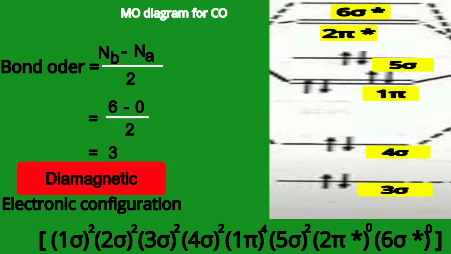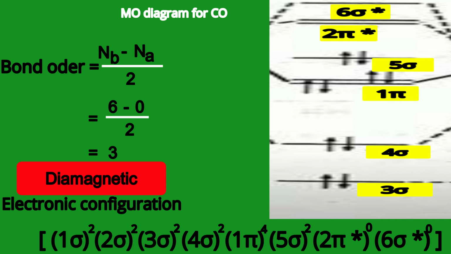So bond order means what? Number of electrons in bonding orbitals minus number of electrons in antibonding orbitals. So total how many electrons are there in bonding orbitals? In 4 sigma, 2 electrons are there. In 1 pi, 4 electrons are there. So total electrons are 6. And how many are there in antibonding orbitals? 0. 6 minus 0 divided by 2. Answer is 3. Same bond order we got in the simple MO diagram, but calculations are different. Answer may be the same.